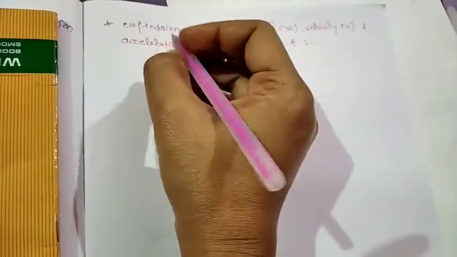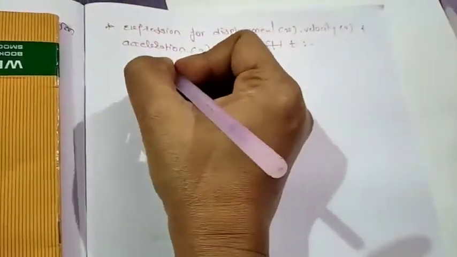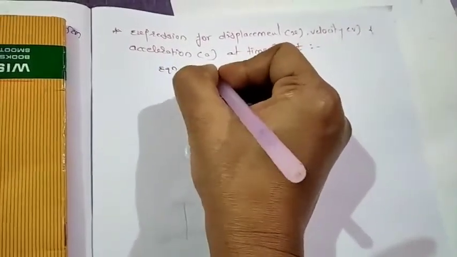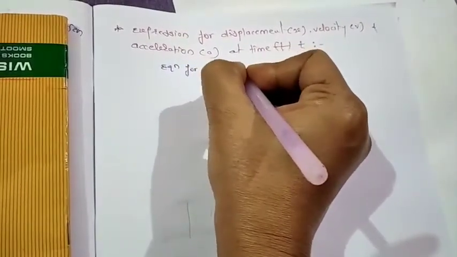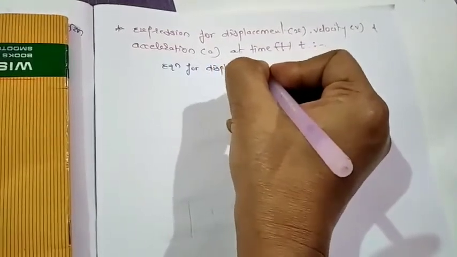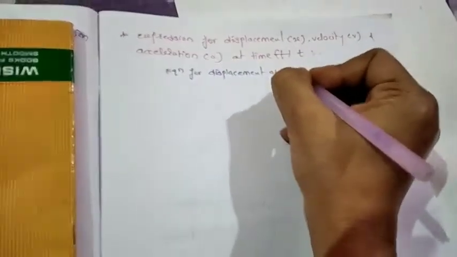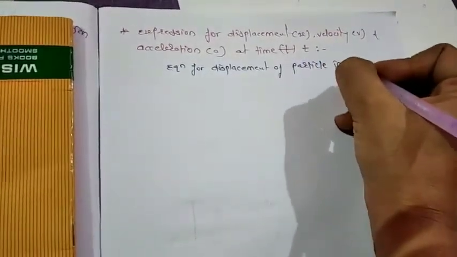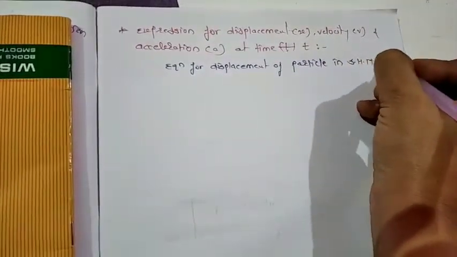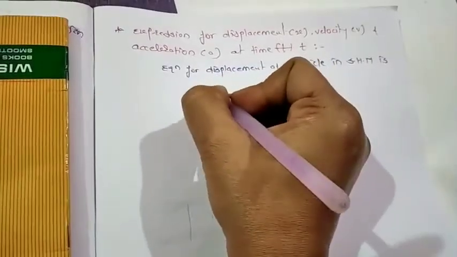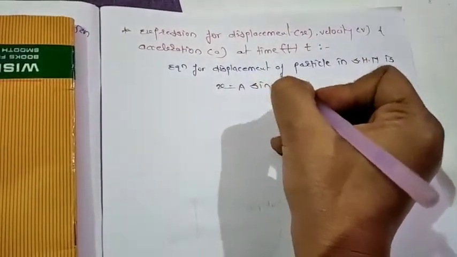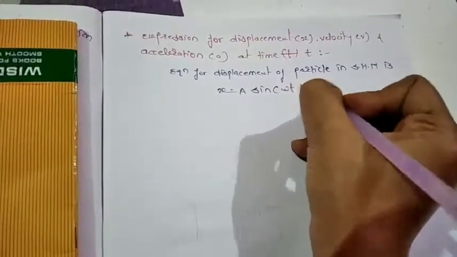As we know, the equation for the displacement of a particle in SHM, we'll write the equation for displacement of a particle in SHM, is x is equal to a sine of omega t plus phi.